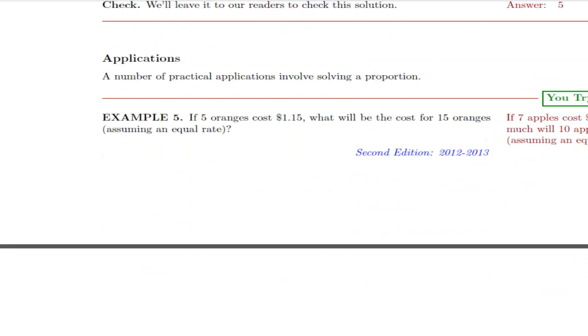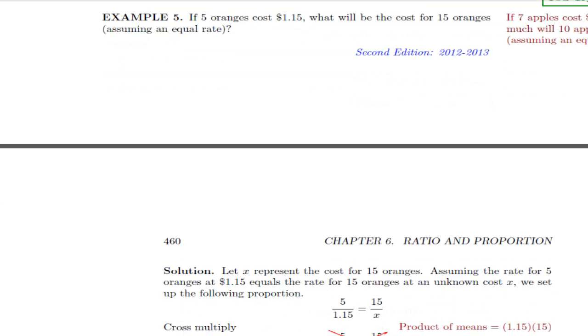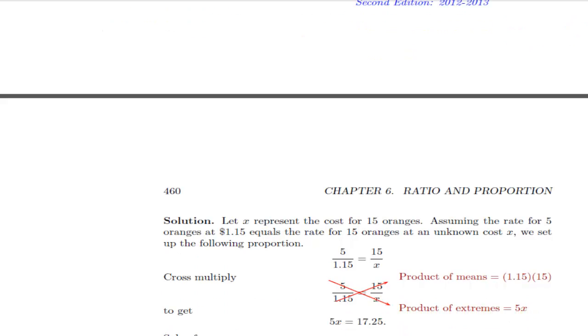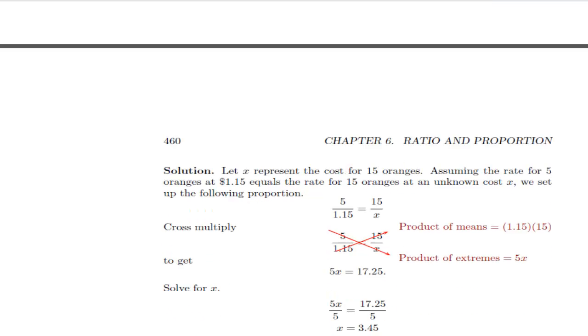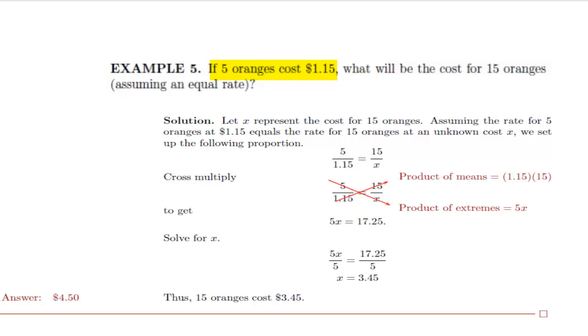Applications. A number of practical applications involve solving a proportion. Example 5. If 5 oranges cost $1.15, what will be the cost for 15 oranges, assuming an equal rate? Solution. Let x represent the cost for 15 oranges. Assuming the rate for 5 oranges at $1.15 equals the rate for 15 oranges at an unknown cost x, we set up the following proportion. 5 is to $1.15 as 15 is to x.